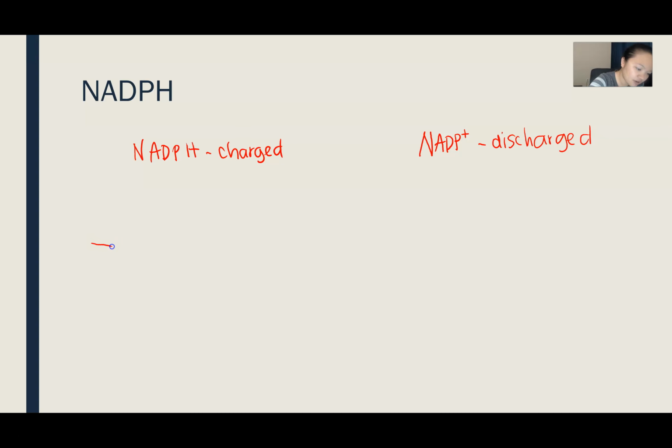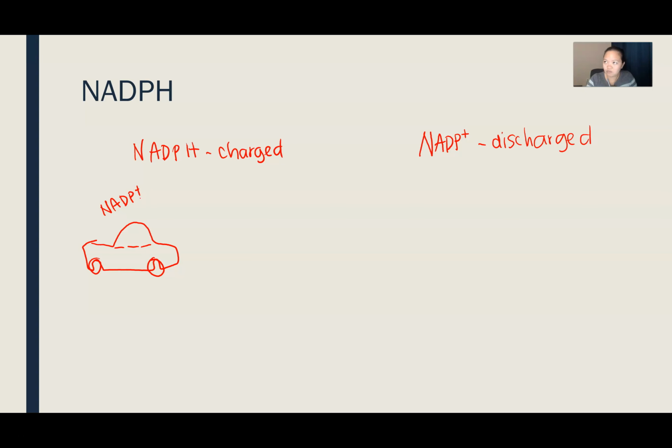So I have a car. I apologize for the drawing; I'm not the best drawer. The car can carry 3 passengers: 1, 2, and 3. This is NADP plus because it's empty. It's discharged. There's no energy.